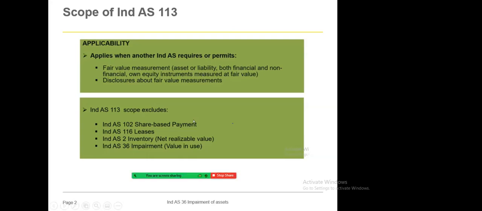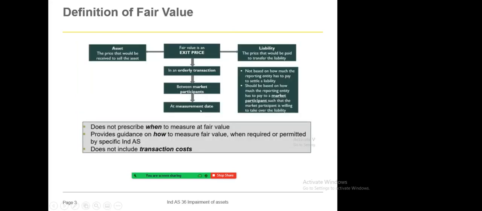Then, what are the disclosures required for fair value measurement? Ind AS 113 excludes Ind AS 102, that is share-based payment, Ind AS 116, that is leases, Ind AS 2, that is inventory, and Ind AS 36, that is impairment. Now moving on to the definition of fair value. Guys, on Ind AS 113 you will get various theoretical questions, and I think there will not be any practical question. That is why we need to understand the concept of fair value.